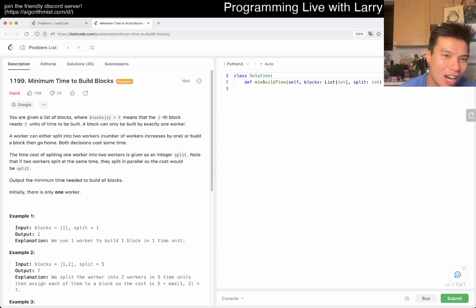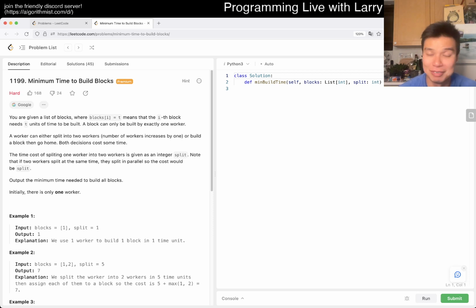You're given a list of blocks where blocks[i] = t means that the ith block requires t units of time to be built. A block can only be built by exactly one worker. A worker can either split into two workers or build a block and then go home. Both decisions cost some time.